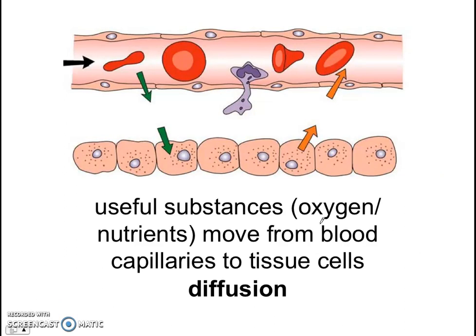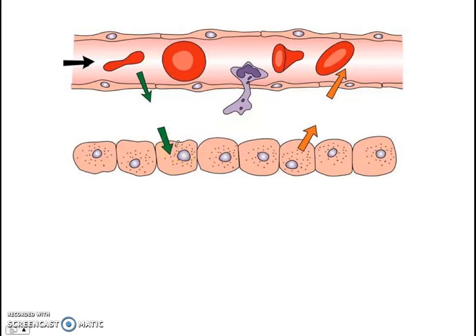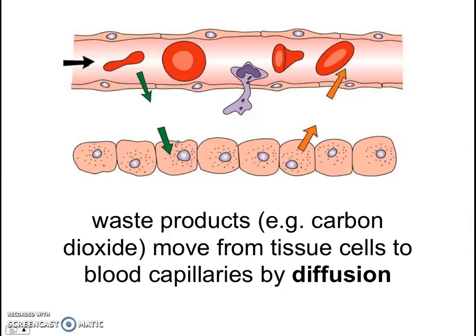So at the capillaries, useful substances like oxygen and nutrients will move from the blood capillaries to tissue cells by diffusion. So here's the useful substances. Let's say there's a lot of oxygen in the blood. It will move by diffusion from the blood into the tissue cells to provide them with the oxygen that they need to carry out their activities. And on the other hand, the waste products like carbon dioxide, all these tissue cells will produce a lot of carbon dioxide after going through all their activities. All these waste substances will move from the tissue cells into the blood capillaries by diffusion.